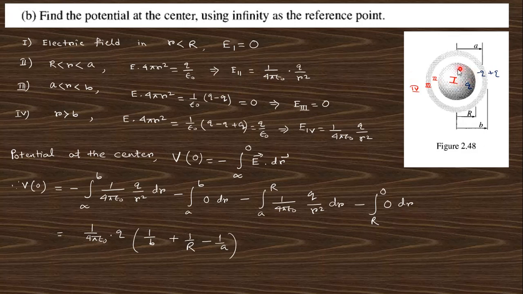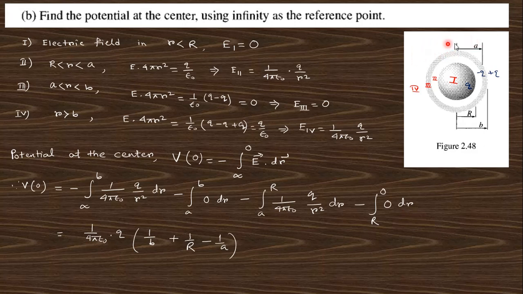In the third region, that is within a to b, the total charge will be 0 because there is a plus charge and a minus charge on this inner surface, so the total charge will be 0. The electric field will again be 0 in this region.